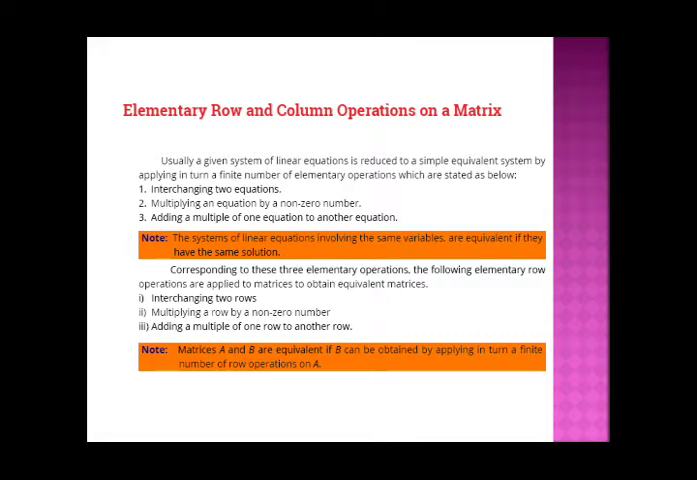Assalamu alaikum students. Today we start the next topic, elementary row and column operations on matrices.